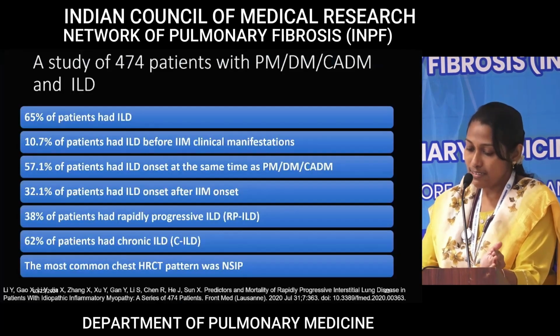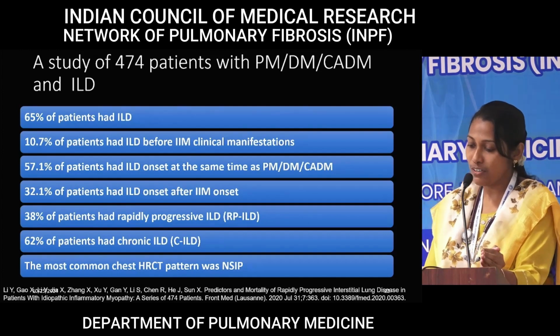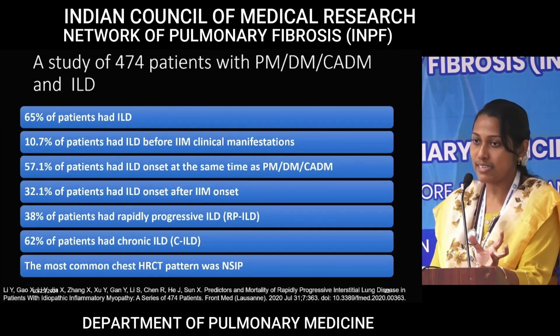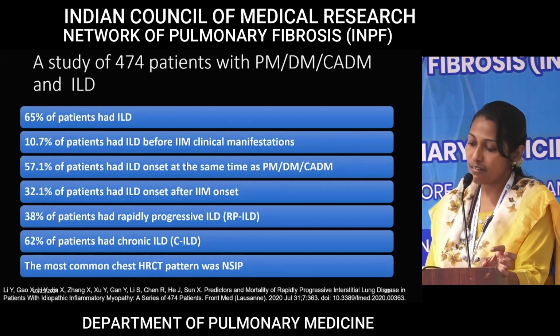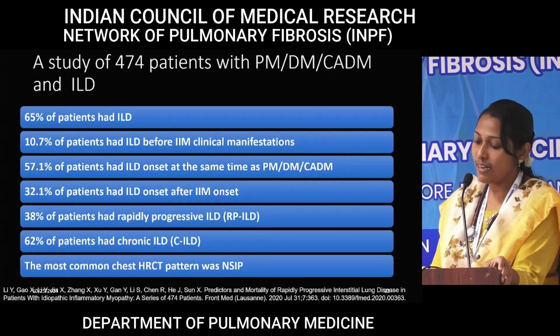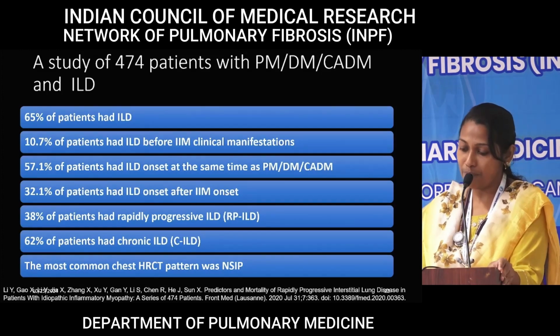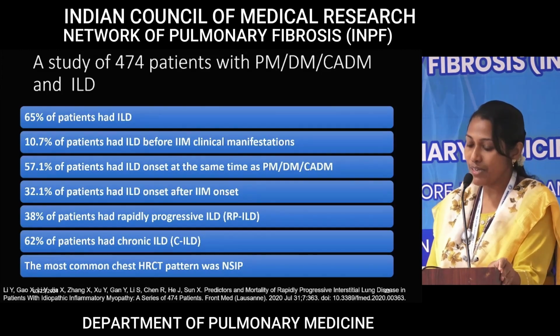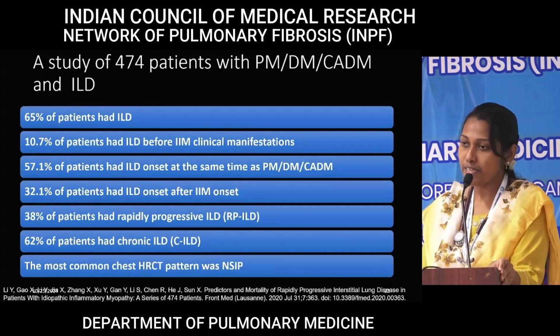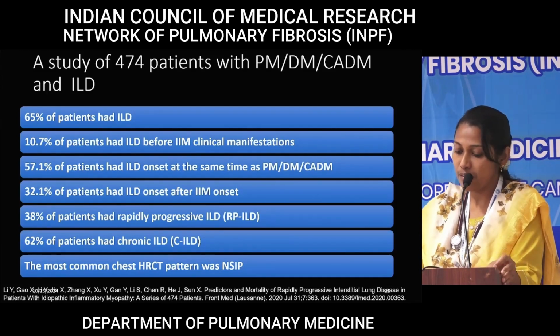As sir had mentioned, in many Japanese data, they have shown that the majority of the patients, like 65% of this IAM group, had ILD, and most of them had ILD at presentation itself, as we saw in this patient. 38% of the patients had a rapidly progressive ILD, and the remaining patients had a chronic, slow, non-progressive ILD. The most common HRCT pattern was the NSIP pattern. So this was also data from there.